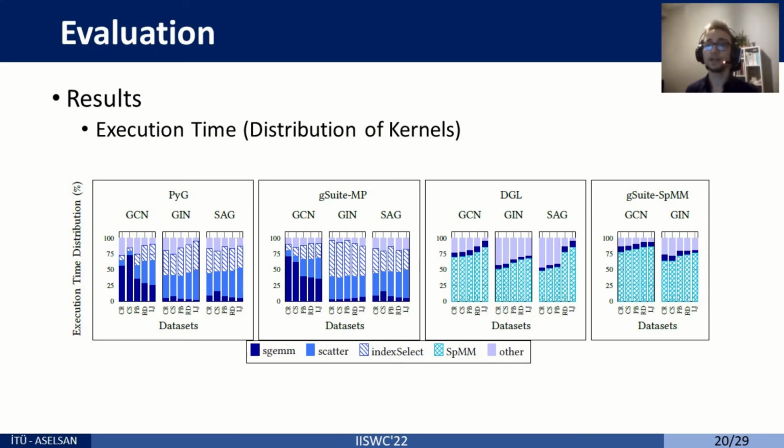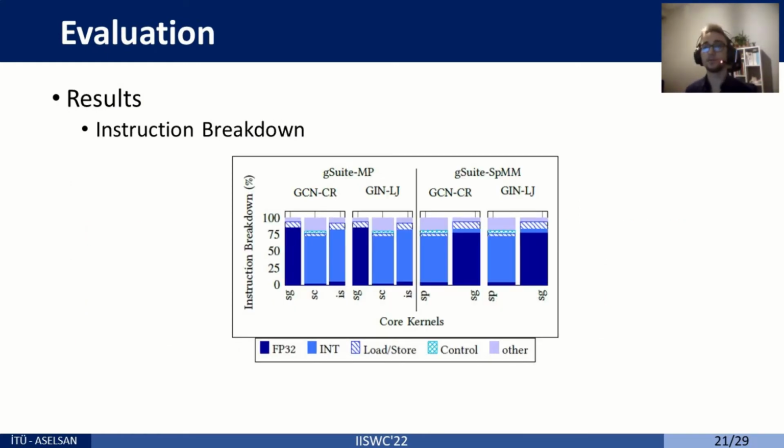On the other hand, we analyze the distribution of kernels in terms of execution time. gSuite shows a similar distribution to that of PyTorch Geometric and DGL. We observed that the GNN model is the main determinative factor for the distribution of kernel execution times. We collected the instruction breakdown information from NVProf for each kernel by adjusting the GNN model and dataset during the experiments. We observed that the instruction breakdown of the kernels are showing characteristic behavior and not subject to change as GNN model or dataset is adjusted.